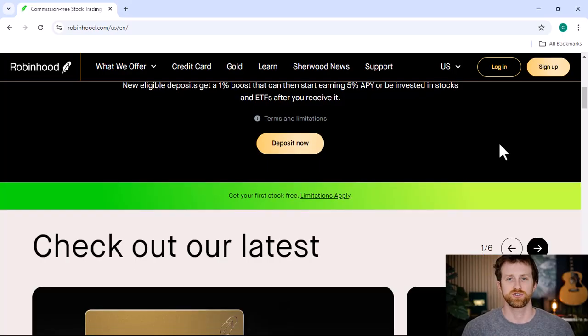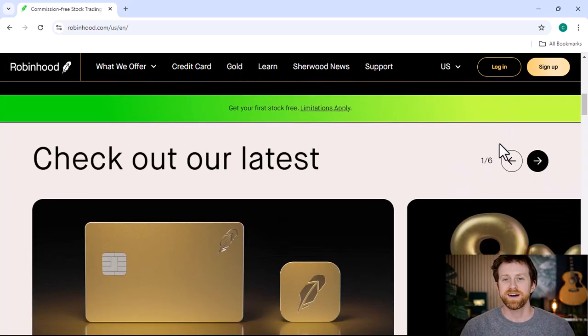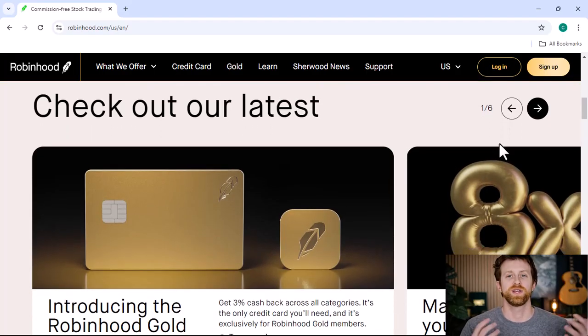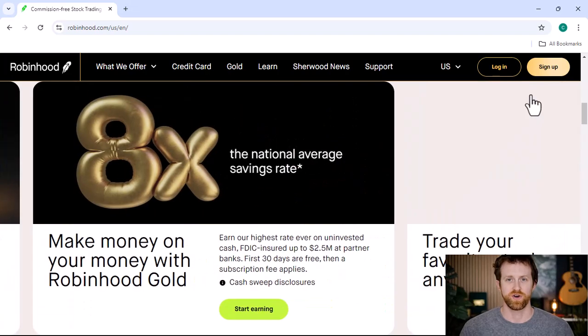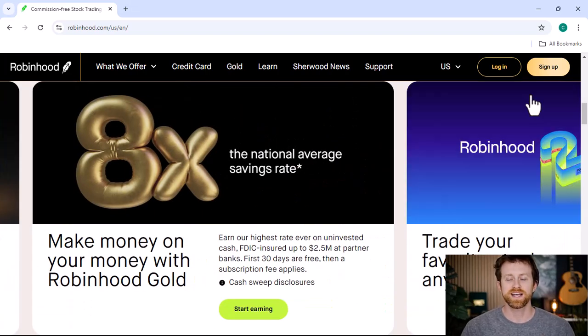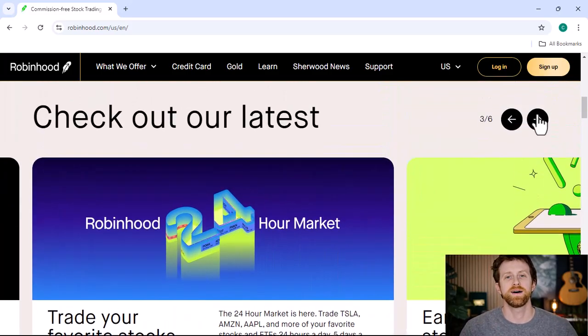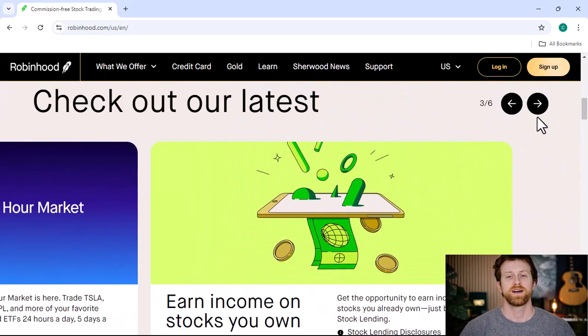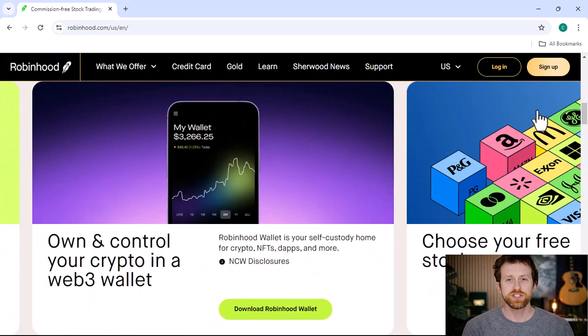Robinhood calculates interest based on your eligible uninvested cash balance at the end of each day. This includes cash held in your brokerage account, cash designated for options collateral, or funds swept out to partner program banks. The platform uses the annual percentage yield, commonly referred to as APY, to determine your returns, but the actual accrual happens on a daily basis using compound interest.